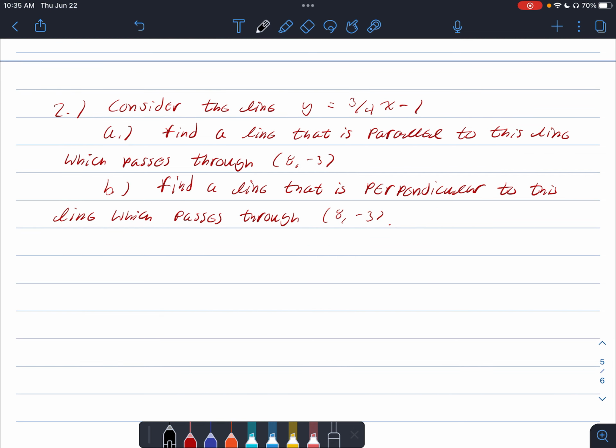Let's consider the line y equals 3/4 x minus 1. And the first part is we want to find a line that is parallel to this line and passes through the point 8, negative 3.